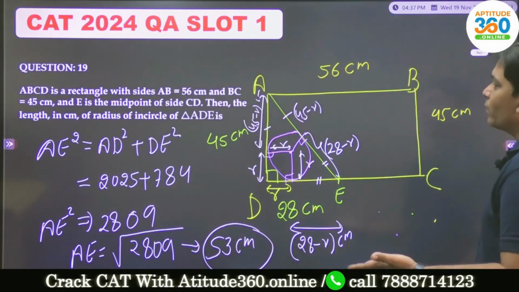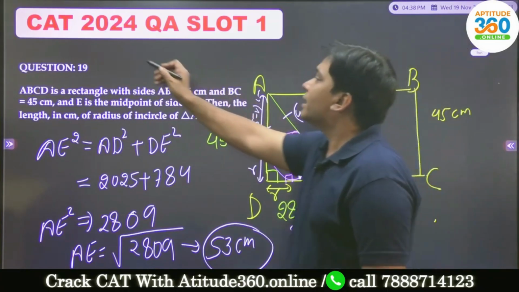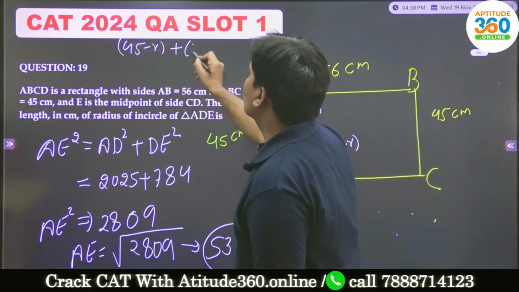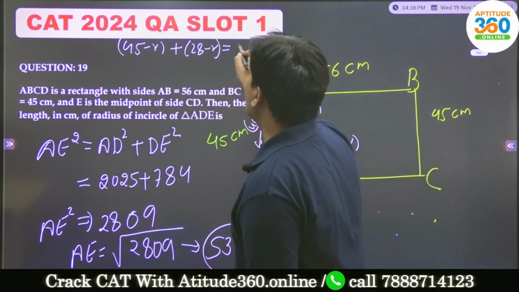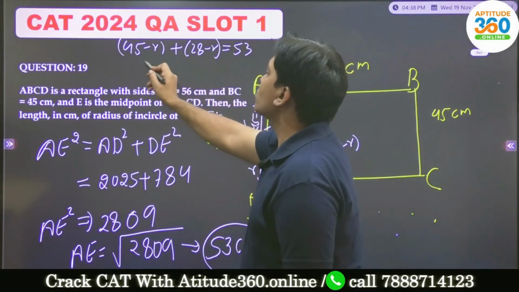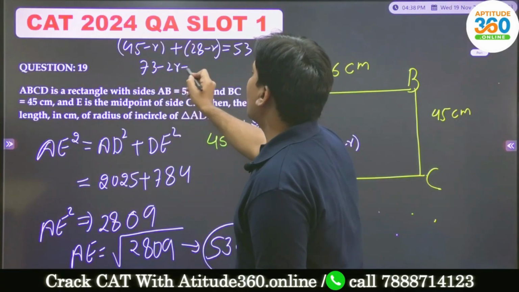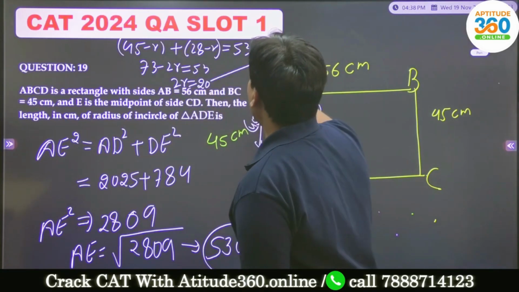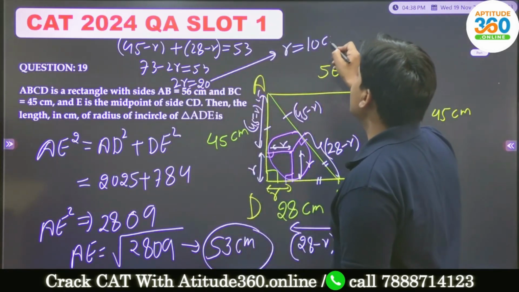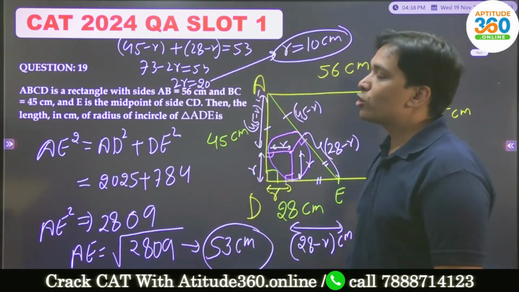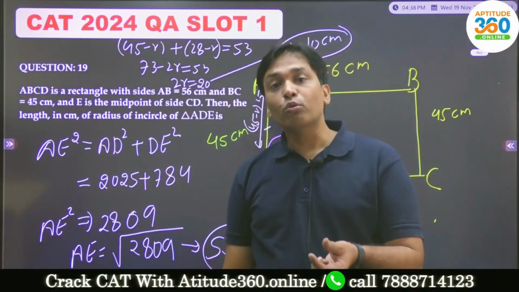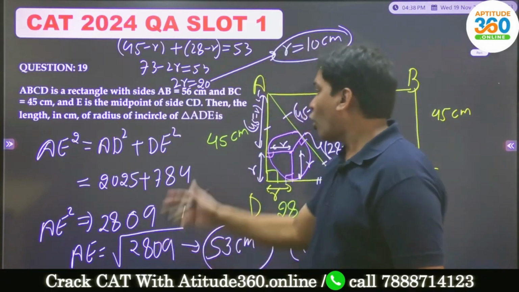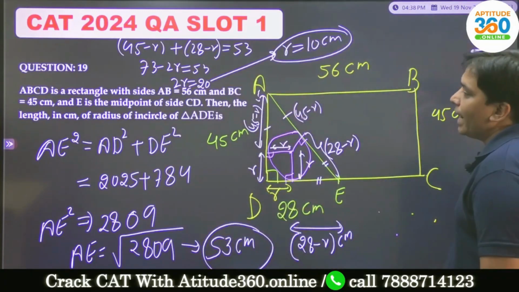Now what are we left with? We are left with 45 minus R and then 28 minus R. The sum of these two is 53. So 73 minus 2R is 53. The value of 2R is 20, and hence the value of R comes out as 10 centimeters. So what have we done? We have found the radius of the incircle, which is the inradius of this right angle triangle, ADE.